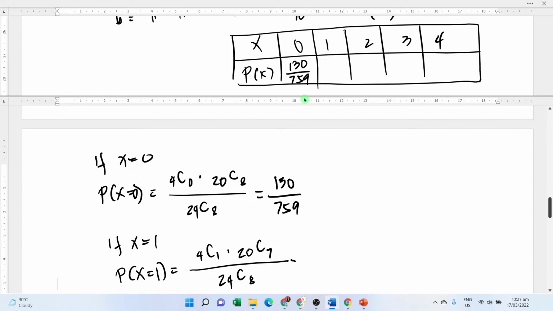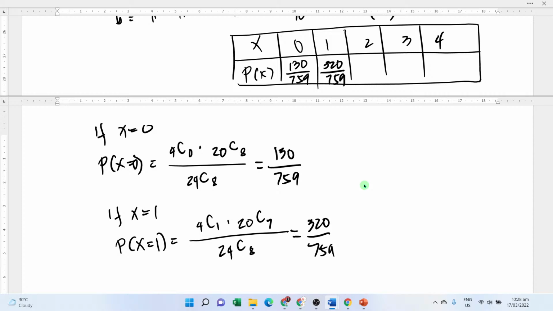N minus x. Okay? So let me first change the data on my calculator. This is 4 combination 1 times 20 combination 7 over 24 combination 8. Okay, so here I have 320 over 759. How about you? Do you have the same? 320 over 759? Yes po. Okay. Yes po.